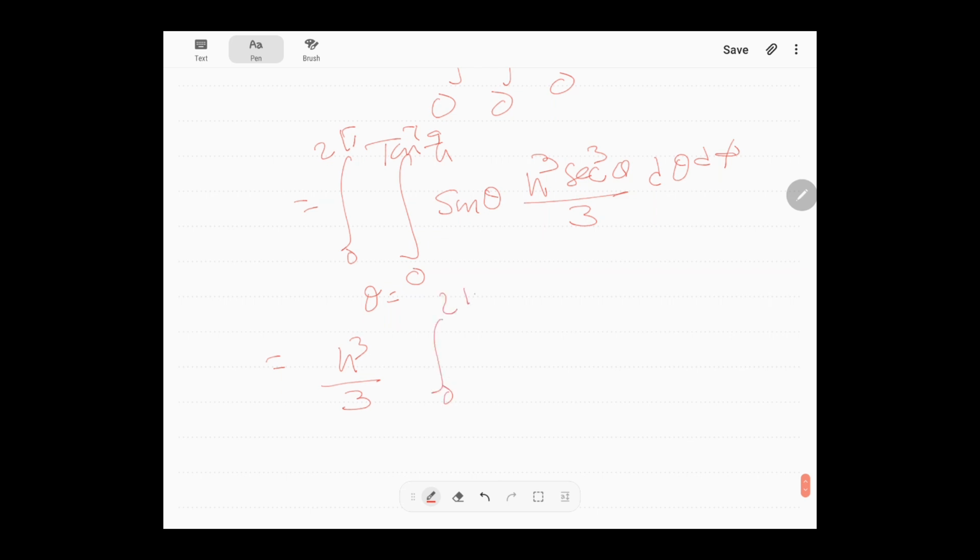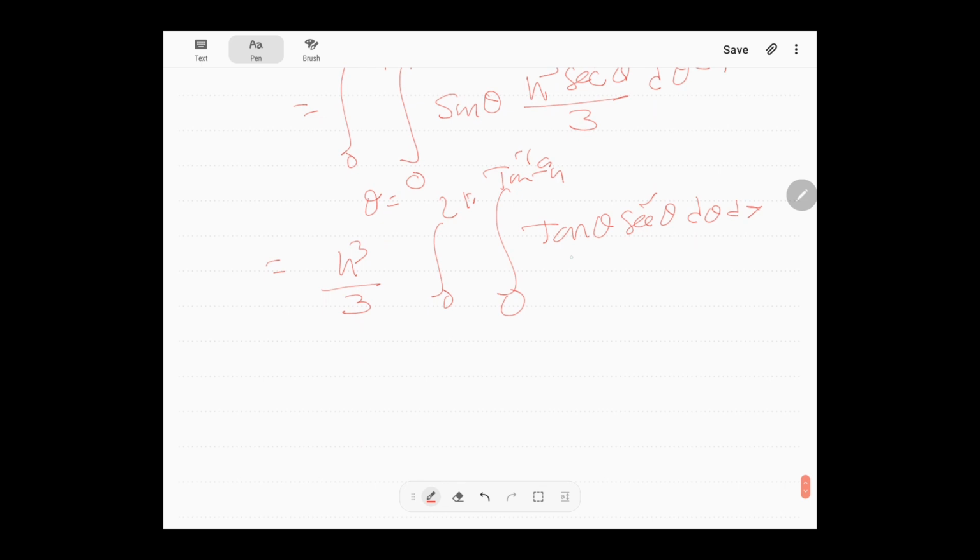Sine theta into secant cube theta: bring one secant theta into the denominator so that it becomes cos theta. Sine by cos is tan theta, and secant square theta will be there, from 0 to tan inverse of a by h. So this is tan theta into secant square theta d theta d phi. The derivative of tan theta is secant square theta. Therefore, the integral for this is tan square by 2, that is h cube by 6.